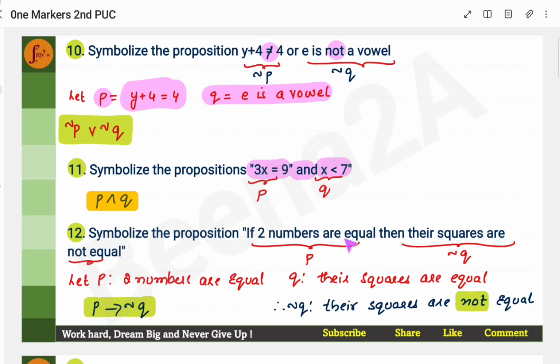Next one: if two numbers are equal, then their squares are not equal. Watch here, there is not. Be careful. So two numbers are equal, you can call it P. Their squares are not equal; you have to say Q is squares are equal. Don't include not. But when you're representing in symbolic form, you'll say P. There is if then here, so it's conditional. Since there is if then, it is conditional, not Q, because squares are not equal. So not of this, not Q.